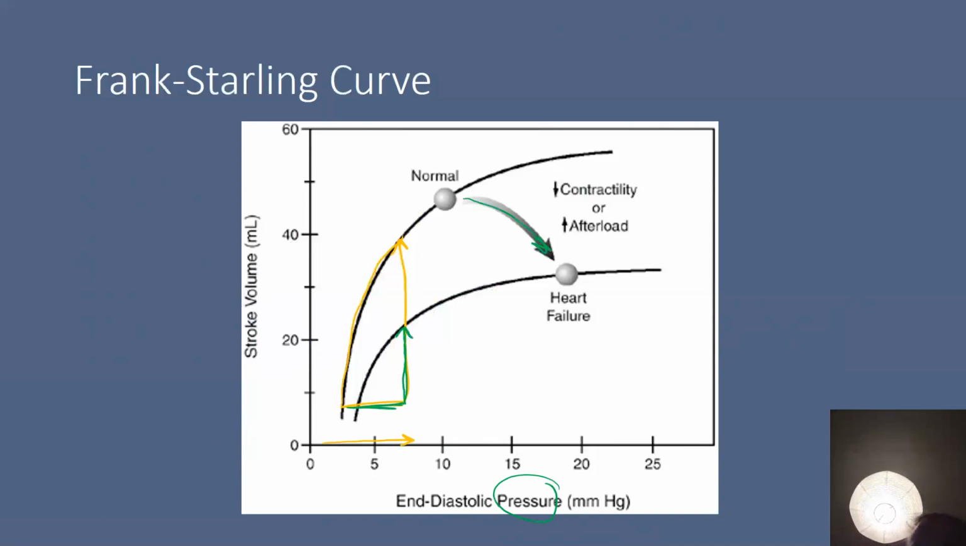And that is the classic sign of heart failure, is that you have this flattened curve. And you'll notice that as we progress, it gets to a point where it doesn't matter how much you really increase your pressure, it's pretty much flat. You don't get any additional response. And that's where we begin to see that patients start to get into volume overload and things like that. So that's the Frank-Starling curve. We'll come back to that when we talk about heart failure.